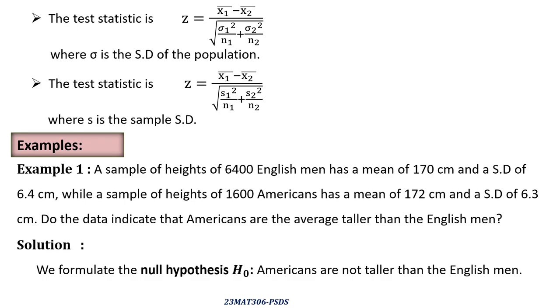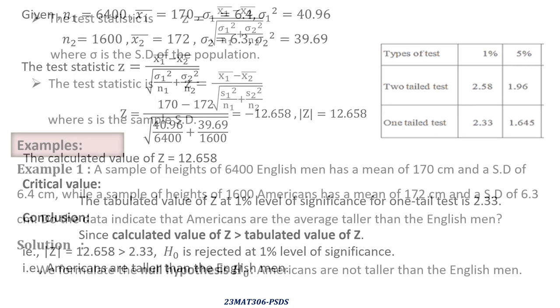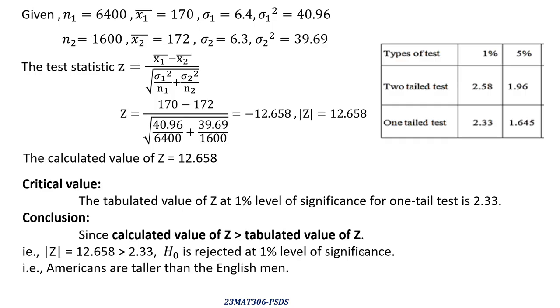So first we have to frame the null hypothesis. They are asking whether the data indicate that Americans are on average taller. Taller means a comparison, so we formulate it in the alternate hypothesis. Then H naught is the opposite of H1, so we fix it as Americans are not taller than Englishmen. H1 is that Americans are on average taller than Englishmen. Next we calculate the test statistic value.